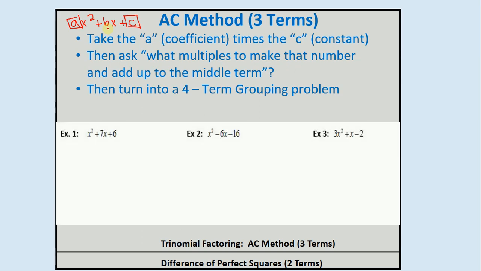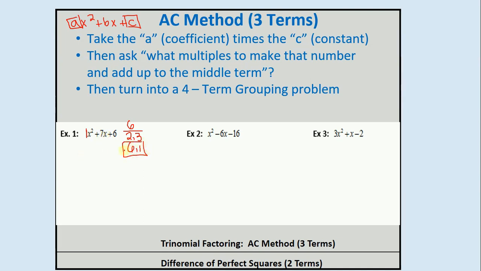Let's try a couple of examples, shall we? So what we're going to do is take the first number here, which is a 1. If it's not there, it's a 1. And we're going to multiply it by our c. So 1 times 6, that's 6. Then I'm going to ask myself, what two numbers multiply to give me 6, but add to give me 7? What numbers make 6? 2 and 3. 6 and 1. Well, 6 and 1 adds to give me 7, right?